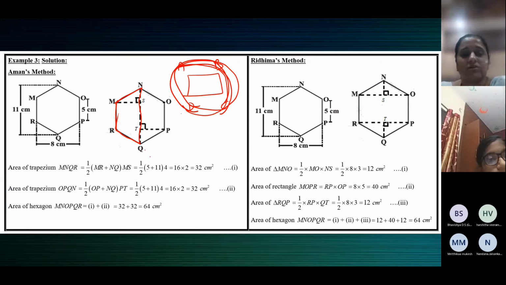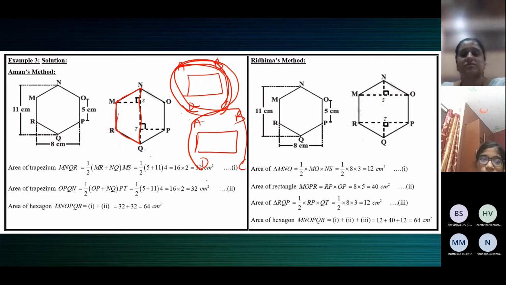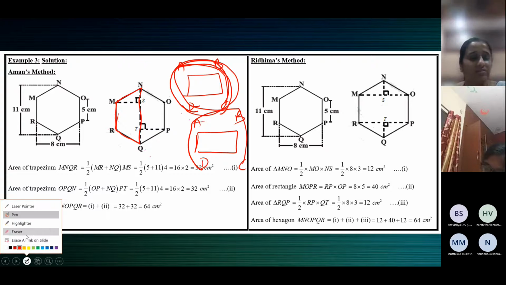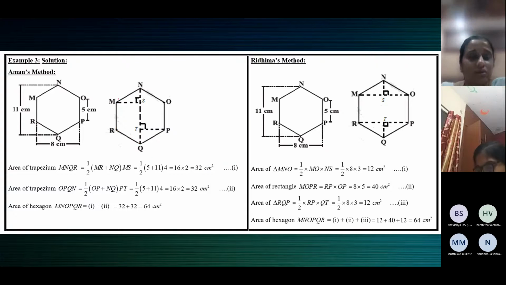But you cannot call this rectangle CBDA. When you have a rectangle like this, ABCD, you cannot call it CBDA. When you say CBAD, it is. You need to name it in the clockwise or anti-clockwise direction. So you can say trapezium MRQN, or you can say MNQR.